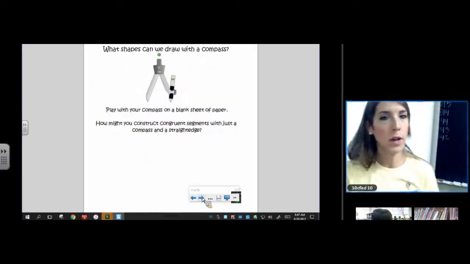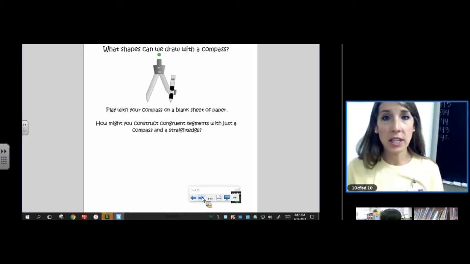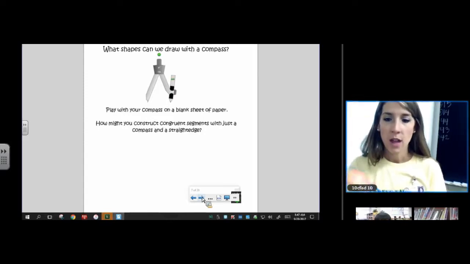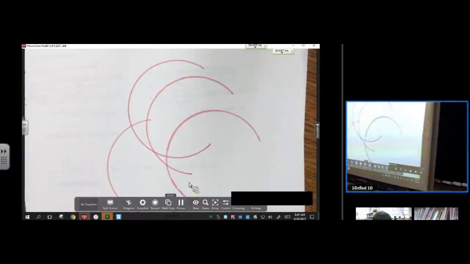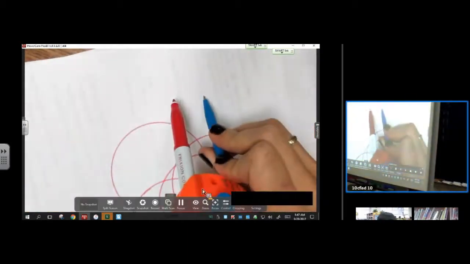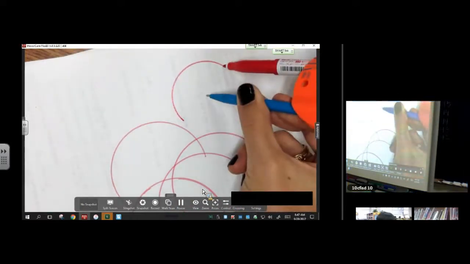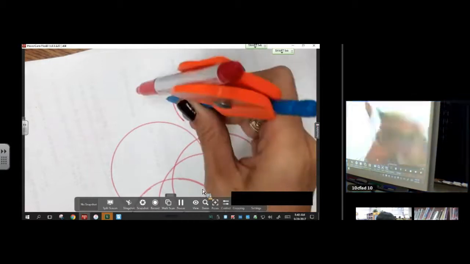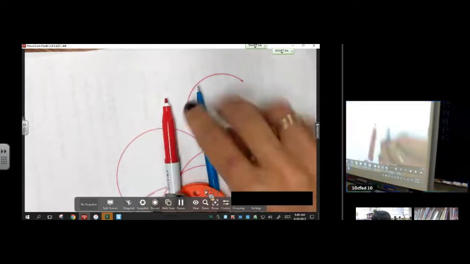Okay, so what shapes can we draw with a compass? We don't have a lot of time with this, but if you're watching this video or you're at home, take some time to just get your compass out and just start playing with it. Just start drawing some shapes on your paper. So, for example, when you are playing with your compass, you're going to put pressure on the needle and you're going to lightly let your pencil touch the paper. Where does the pressure go? The pressure goes on the needle. So I'm going to call this part a needle and this part the pencil when I do it.